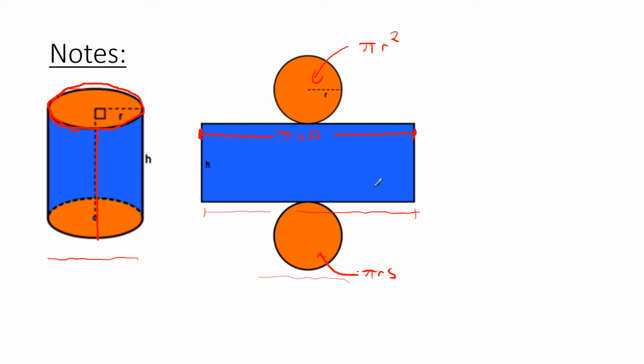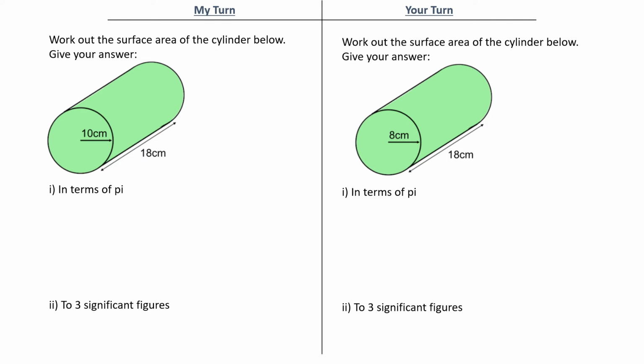Okay, so let's have a go at an example here. So we've got a cylinder with radius 10 centimeters. So that means my diameter, double it, is 20 centimeters. So we've got three faces. We've got two identical circles, and we've got a rectangle. So let's call our two circles 1 and the rectangle 2.